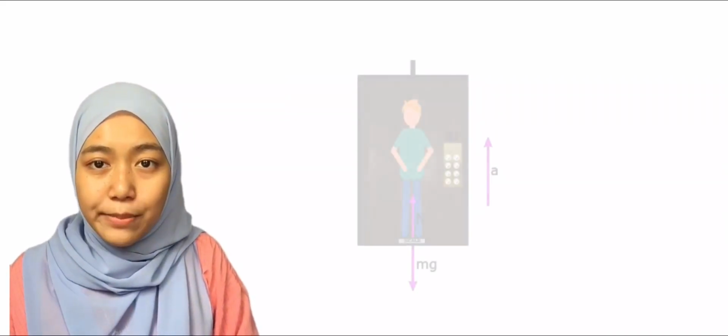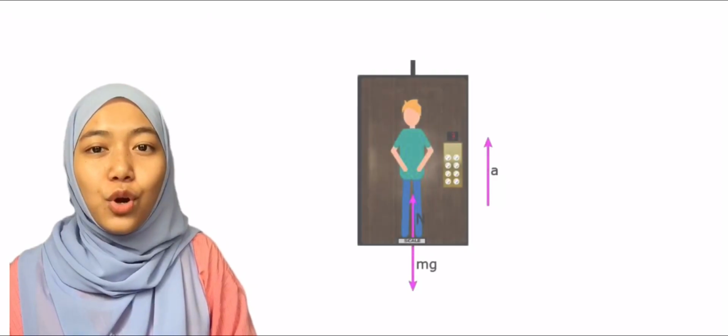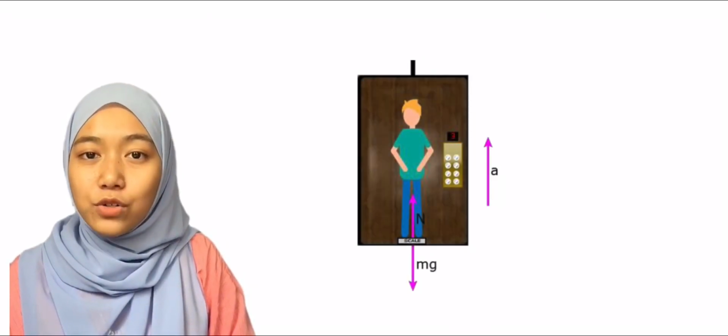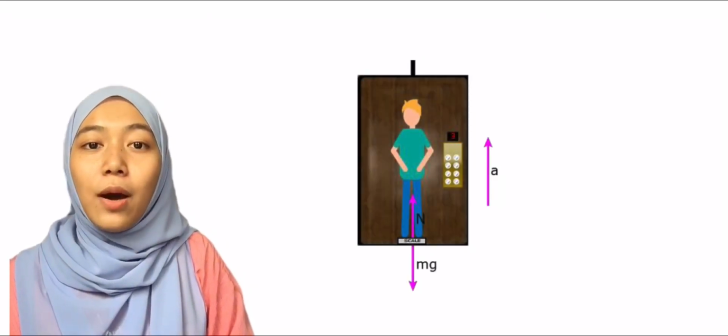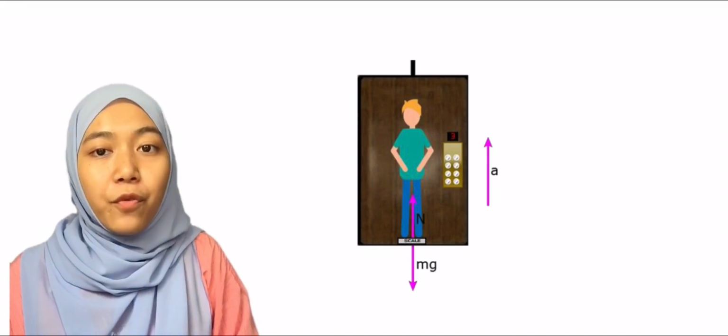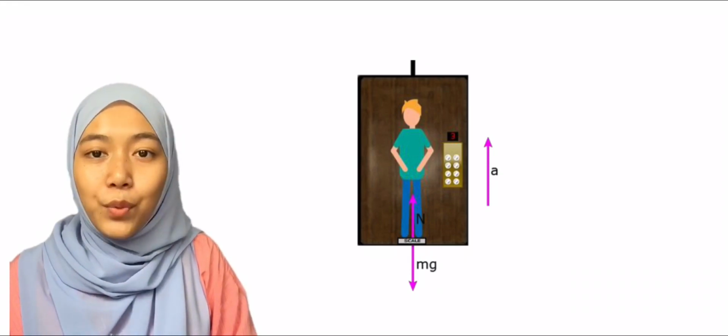Let's consider up as the positive direction. When an elevator starts to accelerate upwards, you and your scale experience the same acceleration. The floor of the elevator pushes you and the scale upwards. This means the scale has to push on the person with an extra force to push you and your weight up too. The new normal force is greater than just your weight alone.